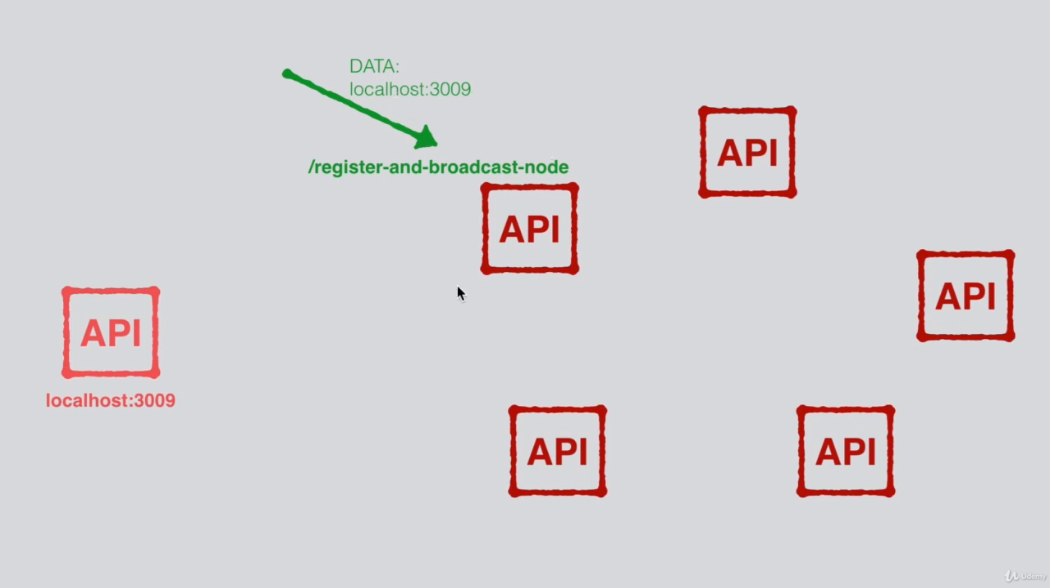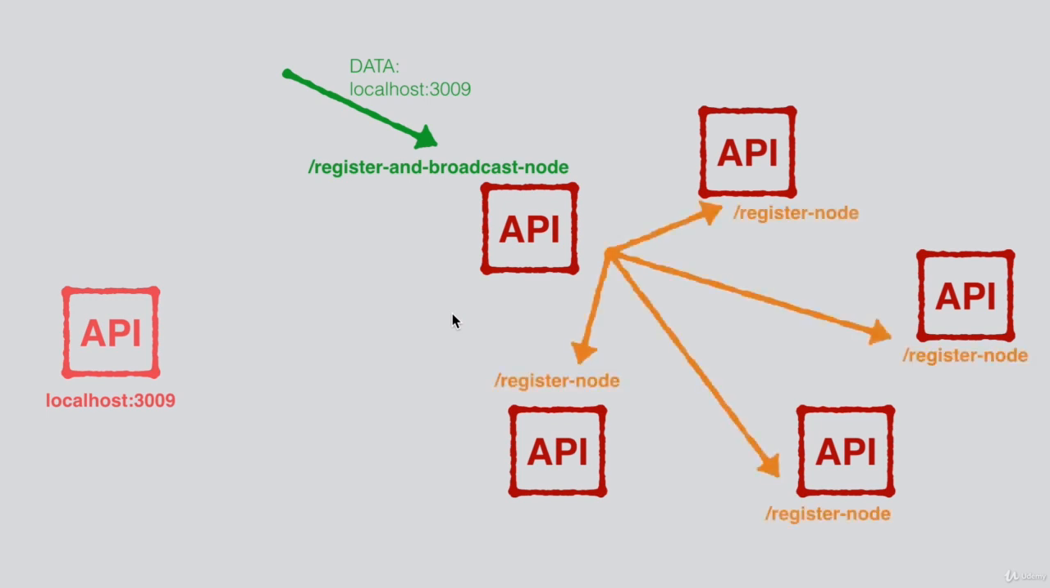So this network node that we hit is going to register this new URL on its own node, and then it's going to broadcast this new node's URL to the rest of the network. All the other nodes in our network will receive this data at the register node endpoint. We are going to hit the register node endpoint on all the other network nodes because we don't need to broadcast the data anymore. We just need to register it.